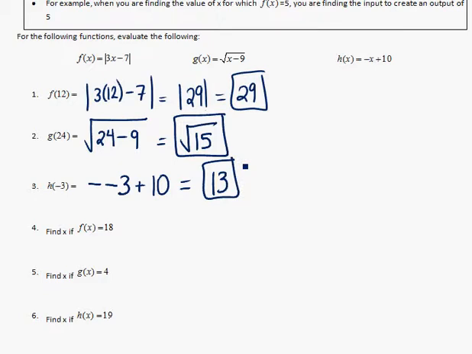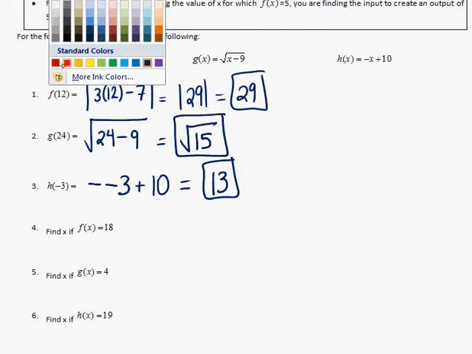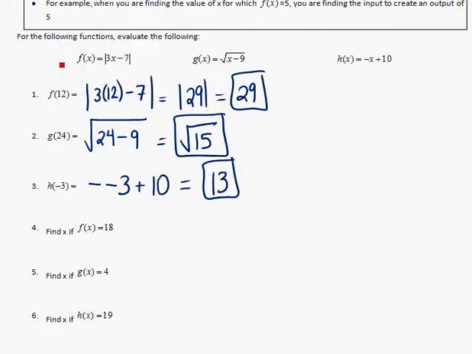Well, the next 3 parts ask us to do the reverse. This time we're given the output and we're being asked to substitute that in to find the input. So the first one says f of x equals 18. So that means that we're going to be looking at the function that's called f, and we're going to be substituting 18 in for f of x, or the output.